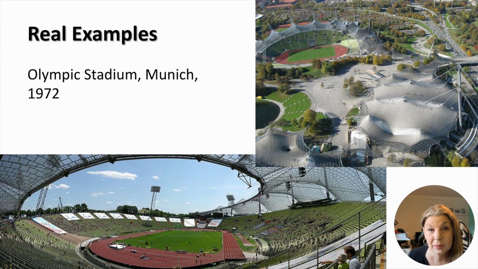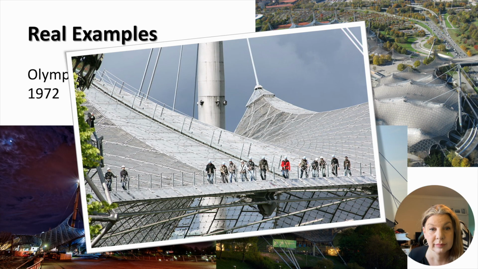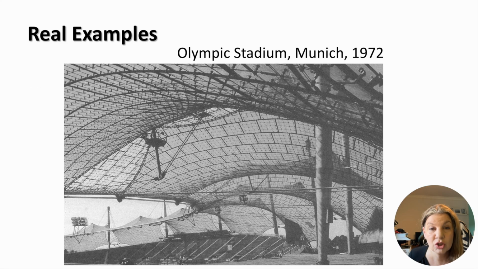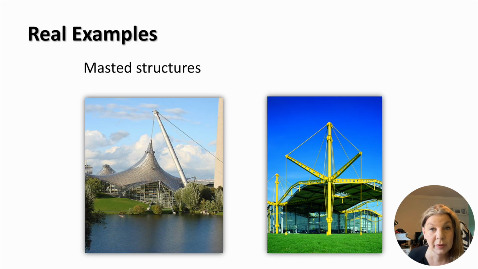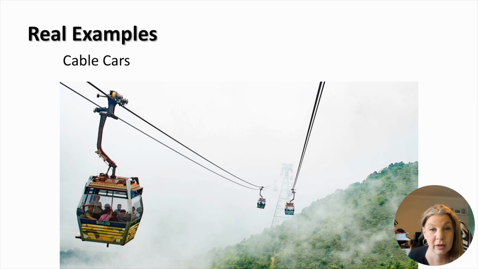This is the Olympic Stadium in Munich, built in 1972. Let's look at a few pictures of the canopy above the stadium. In the junction shown in this picture, the strut is supported by two cables. The strut applies a compression force on the junction, while the cables apply a tension force. Here you can see another two examples of concurrent systems of forces at the tops of masts. Cable cars are also supported by concurrent systems of forces. Let's see how.